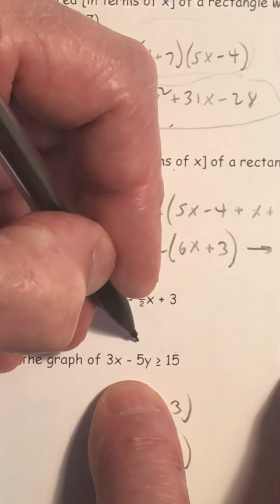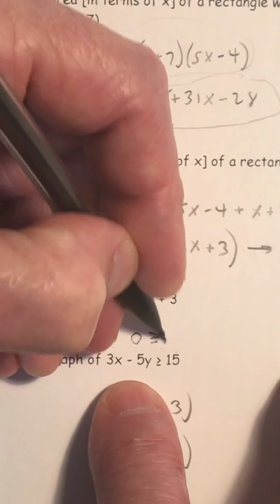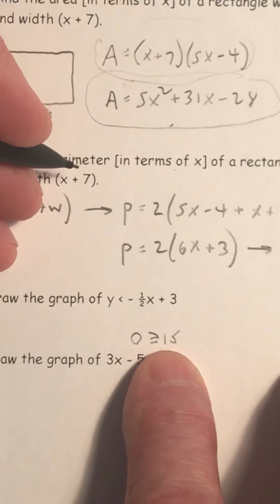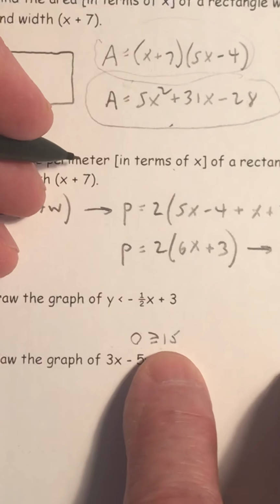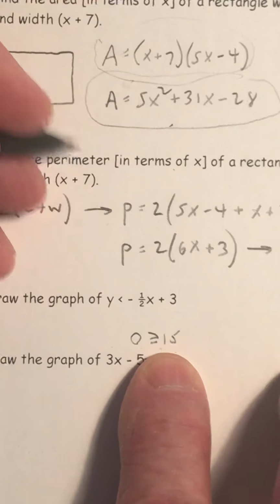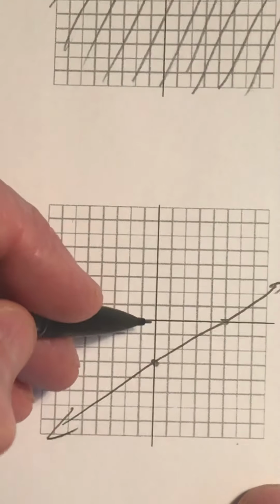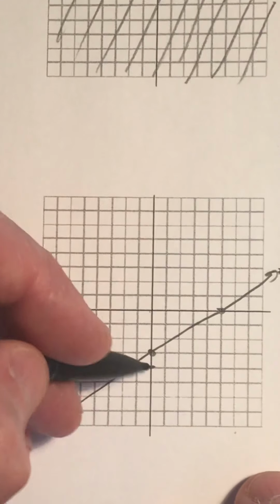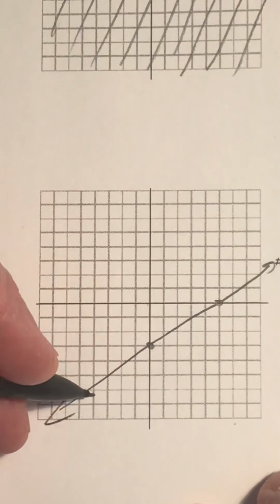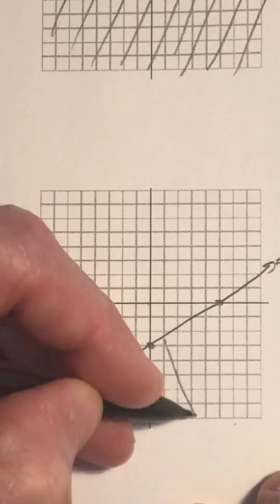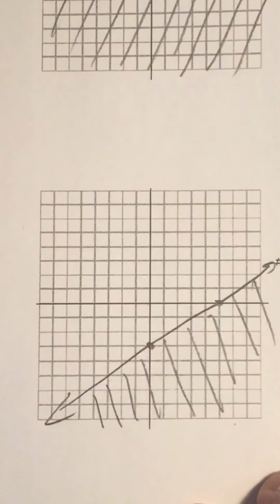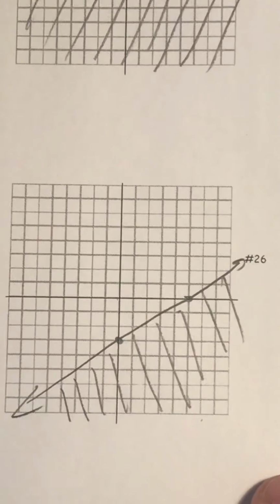0 minus 0 would be 0. Is 0 equal to 15? No. Is 0 more than 15? Also, no. So 0, 0 is on the non-solution side. All the solutions are here. This is where we indicate solutions with some shading like that.